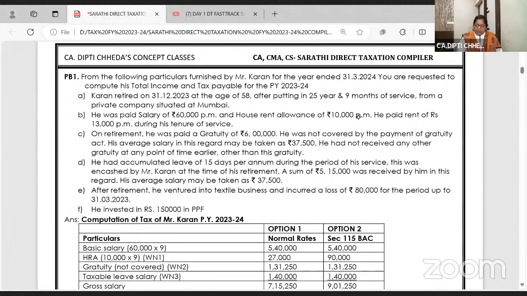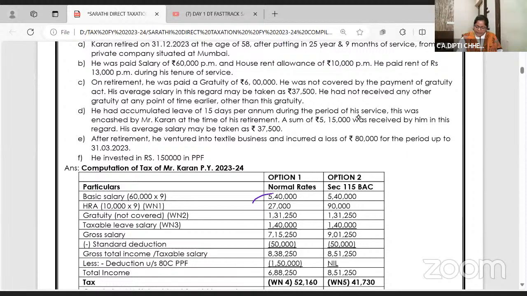You are requested to compute the tax for previous year 23-24. Current retired in December 2023 at the age of 58 after putting in 25 years and 9 months. When someone is retiring, remember the salary will not be for 12 months. Now, current retired at the age of 58 and his salary was 60,000 per month into 9 months.